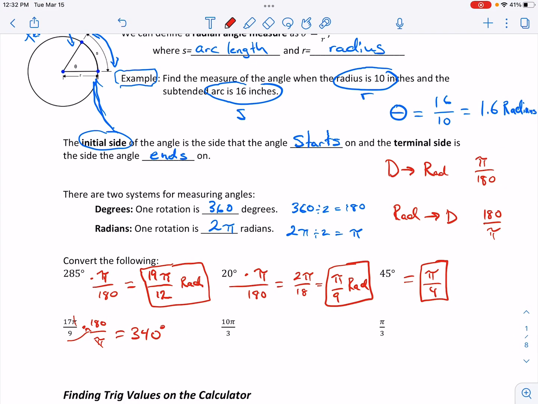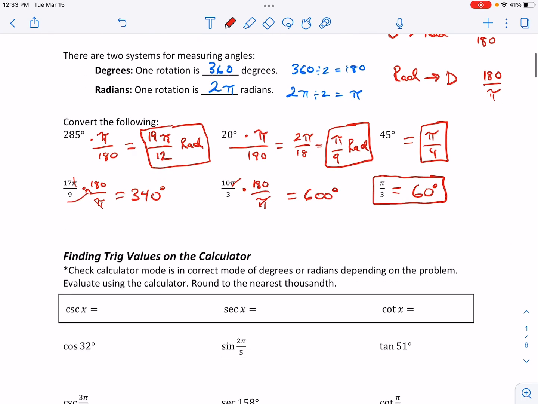Okay, so the next one, we're going to multiply by 180 divided by pi. Again, the pi's cancel. 3 goes into 18 6 times, so that's 60 times 10. Let's see, 60 times 10, just add a 0, that's 600. Pi thirds, again, this one's right off the circle, that's 60 degrees. This one, you just memorize that one, or look at your unit circle.